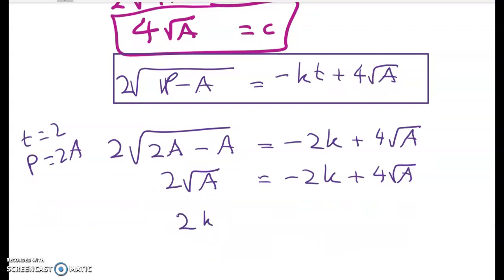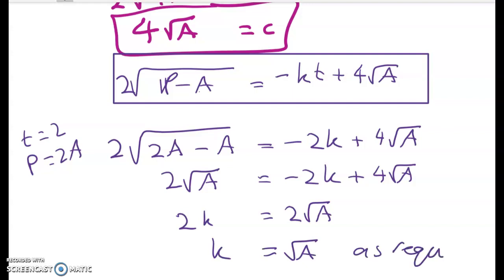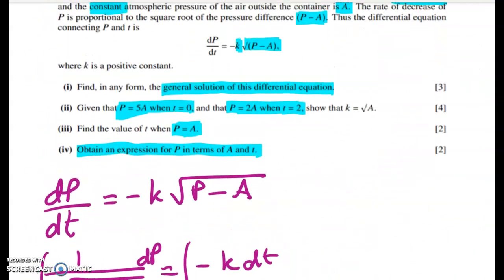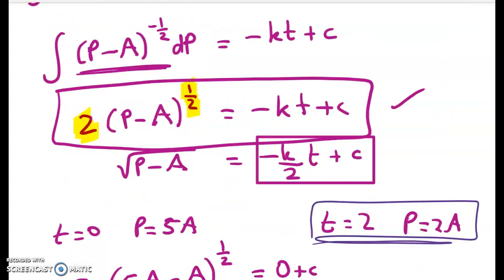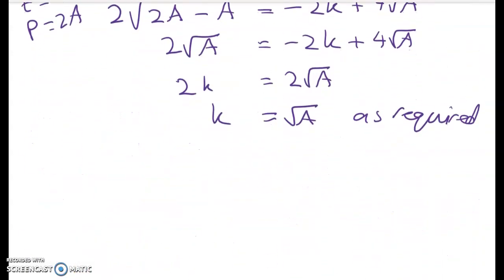Okay, so just cleaning that up, what am I left with? Well, I've got 2k is equal to 2 root a. So k is equal to root a, and that's what we were asked to show. So what's left to do? Oh, we've got to figure out when the two pressures are equal, so when P is equal to A. Now we can do that because we've got all our constants figured out.